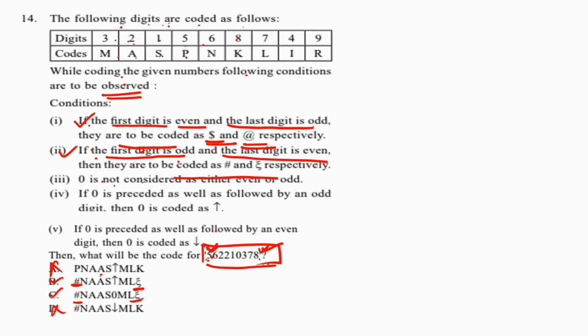Next, zero is not considered as either even or odd. Okay. So if zero is preceded as well as followed by an odd number, we have zero over here, preceded by one, followed by three, both are odd. Then zero is coded as arrow. Among the two possible options, this one has an arrow, whereas this one has zero only, not coded. Hence, option B is our required answer, following all the conditions.